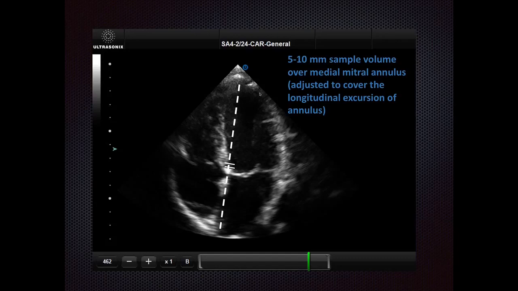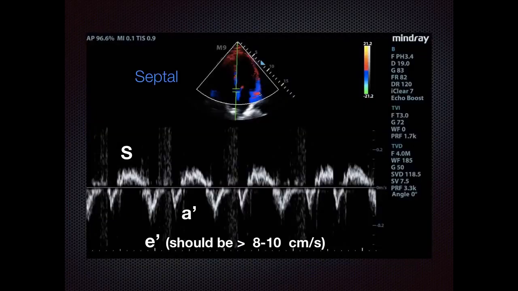Because for tissue Doppler imaging, we really want to capture the full excursion of the annulus as it moves up during contraction and systole and down again during diastole when the ventricle is filling. So the sample volume needs to be a little bit wider. So this is what it looks like. You get the S during systole here as the annulus moves up when the ventricle is contracting. And then you get the E prime during early diastole, which eventually slows, and then it goes down again, gives you the A prime during the atrial kick.